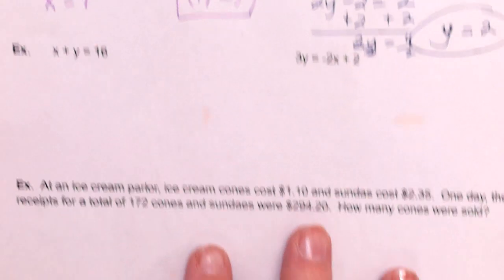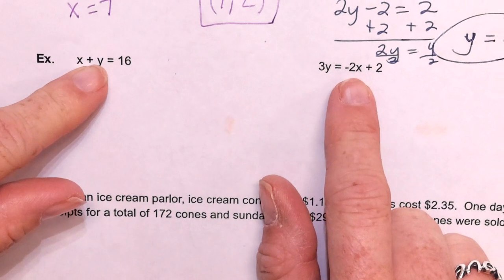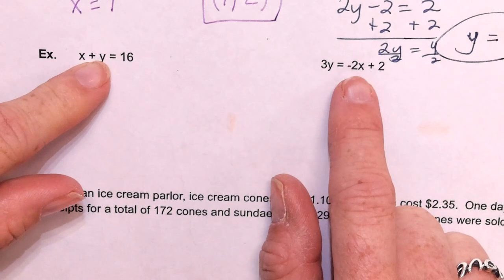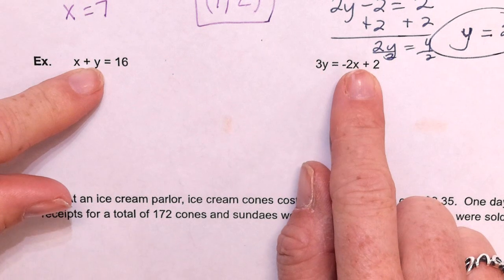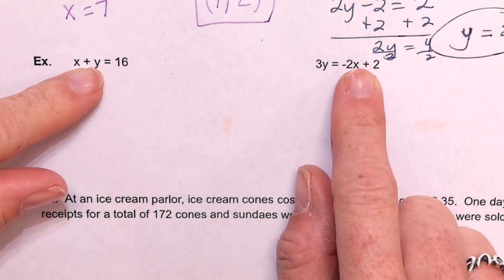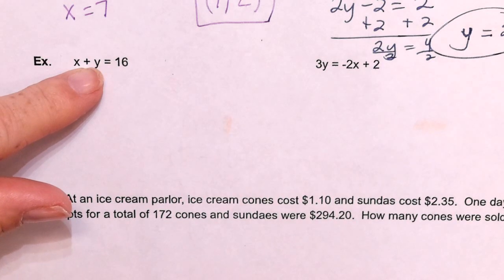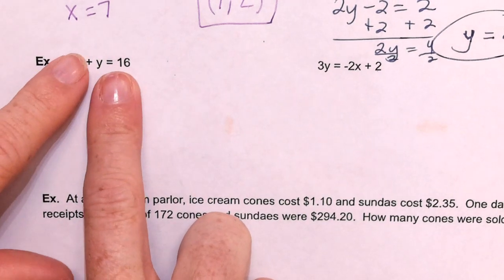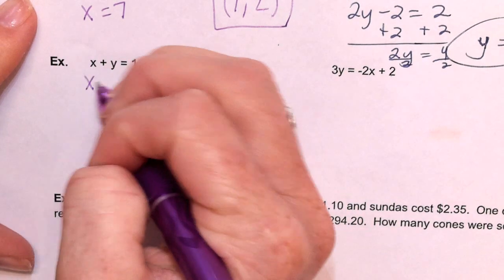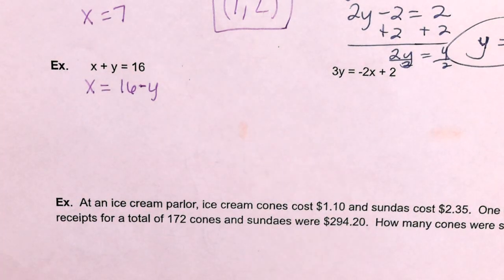All right, moving down. What would be my first step on this one? Isolate an equation. Which equation is going to be easier to isolate? Why would I not want to do this one? Because they both have coefficients, which means I would have to do an extra step. Is that okay if you want to do the extra step? Sure. I'm not going to. I'm going to pick the easier one. Let's solve for x. X equals 16 minus y, or x equals negative y plus 16. Are they the same thing?